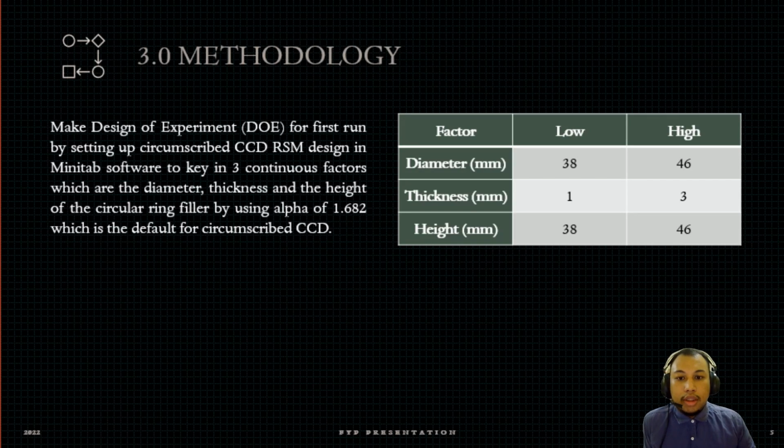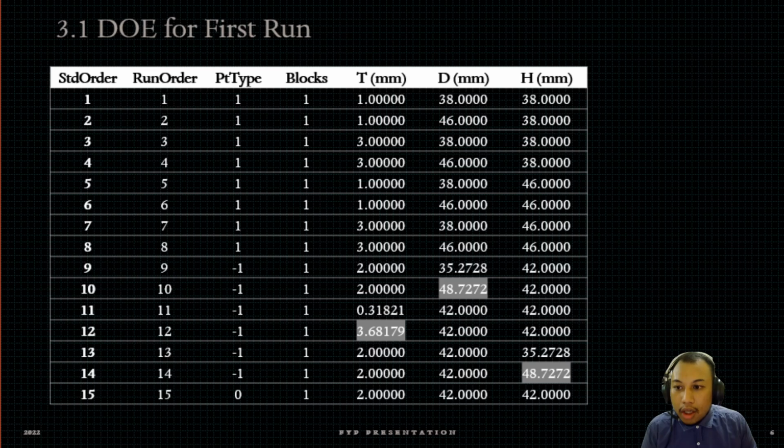For the methodology, response surface methodology, which is RSM, is used to make a design of experiment, which is a DOE, using 3 factors, which are the diameter, thickness and height. The minimum and maximum value of the diameter, thickness and height is keyed in the Minitab software as shown in the table to obtain the number of samples and which will recommend the parameters of diameter, thickness and height of the circulating failure.